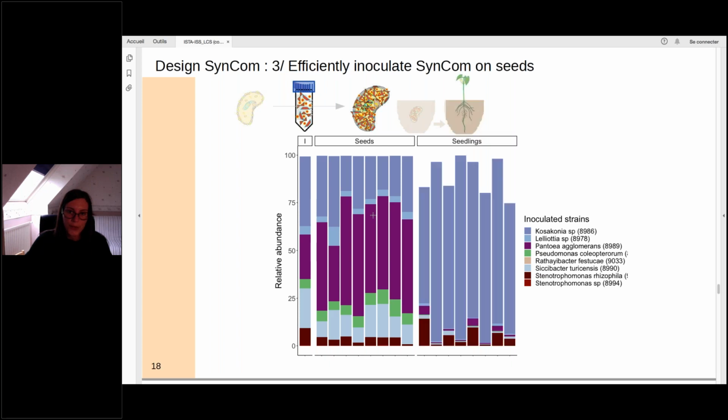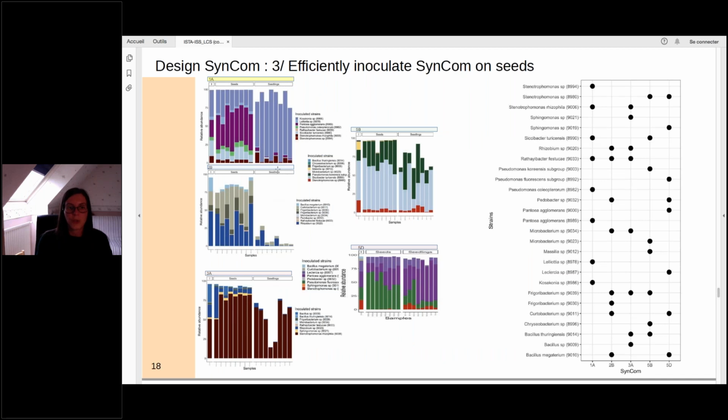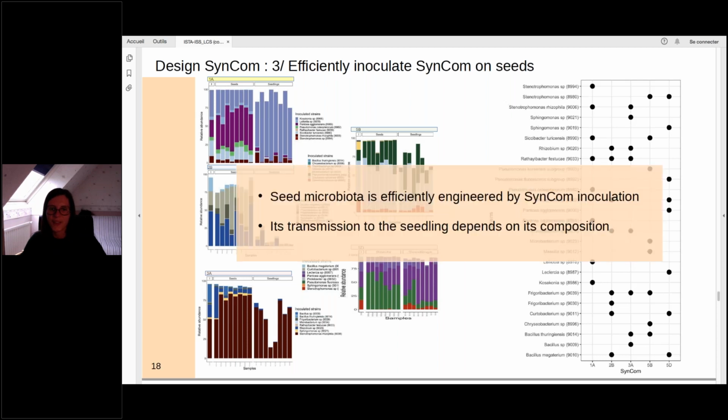We can also look at what we find up to the seedling developmental stage. It's the same principle. For different synthetic communities, you can see here that in each case, we efficiently engineered the seed microbiota. The taxa that we inoculated represent more than 80% of the total microbial abundance. And the transmission to seedlings depends on the identity of the strains we used. One color represents 1 taxon in all those graphs. So the seed microbiota is efficiently engineered by the synthetic community inoculation, and the transmission to the seedling depends on the composition.